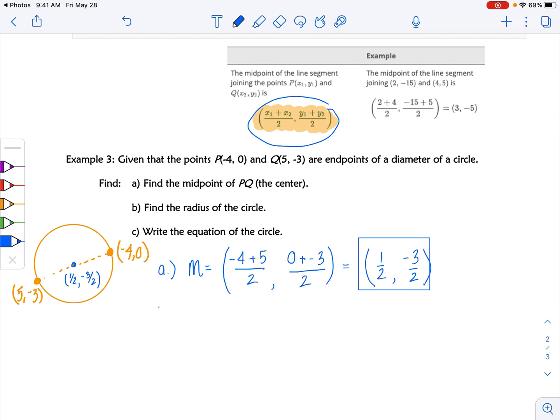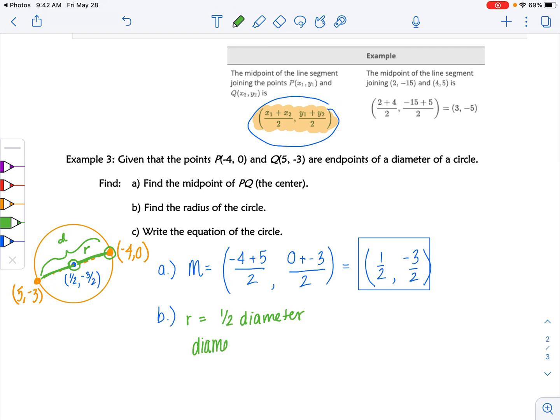Part B now is asking for the radius. 2 ways to find this radius. You can do the distance between your center and endpoint and find r. Really nice. Or you can find the distance of the diameter and divide by 2. Totally up to you. For my radius, I'm just going to do center to endpoint. Actually, no, let's do diameter. Let's just have fun. So radius equals half the diameter. I'm going to find this whole diameter and cut it in half.